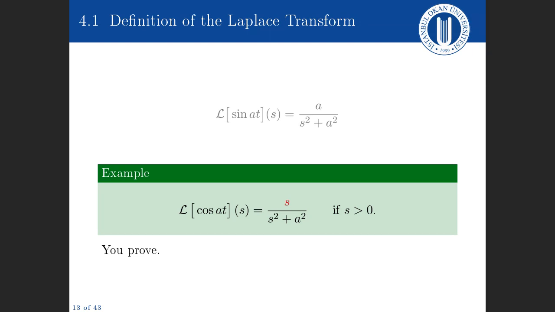Next, what is the Laplace transform of cos at? It's almost the same thing, but instead of a on the top, we get s on the top. I'll leave this for you to prove. Do the same type of calculation that I did in the previous example. Do integration by parts 2 times, and then rearrange, and you will find that we get s divided by s squared plus a squared. Please do that.